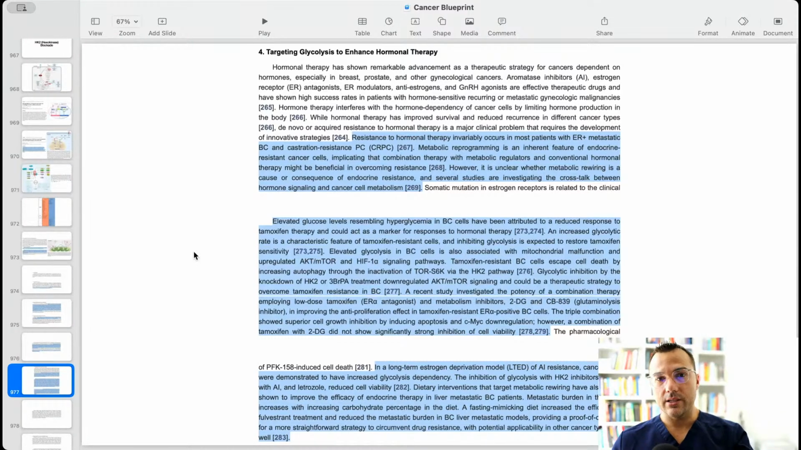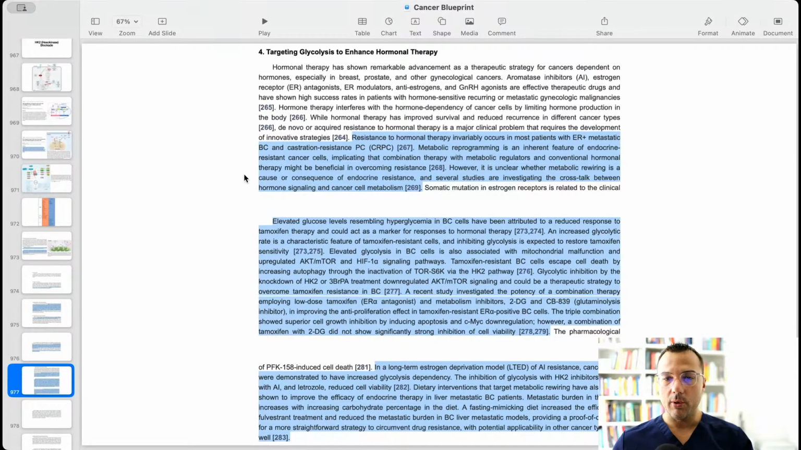So my point is that prostate cancer kind of gets a bad rap, and that's why I like to present these kinds of papers that highlight that no, these cancer cells are really no different than the rest of the cancer cells, and it helps give a little bit of reassurance. So I highlighted here: resistance to hormonal therapy invariably occurs in most patients with ER positive metastatic breast cancer and castration-resistant prostate cancer. Metabolic reprogramming is an inherent feature of endocrine-resistant cancer cells. An inherent feature, just like every other cancer. It's a hallmark of cancer, implicating that combination therapy with metabolic regulators and conventional hormonal therapy might be beneficial to overcome resistance.